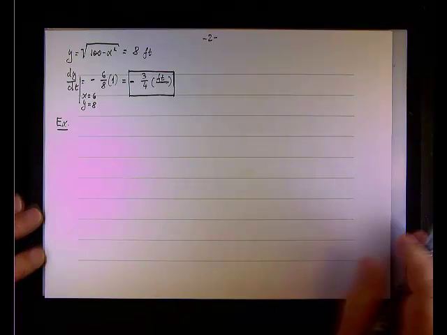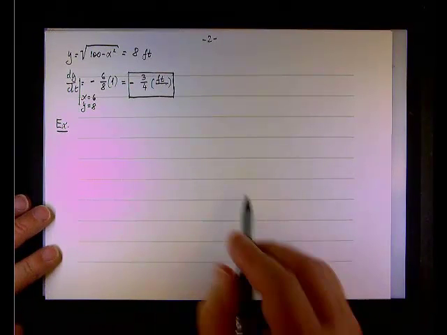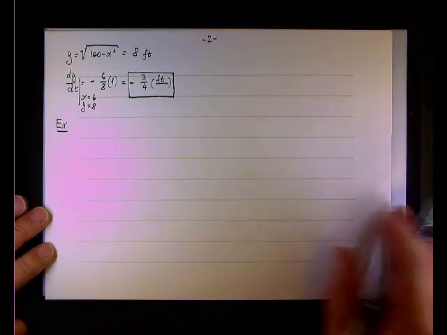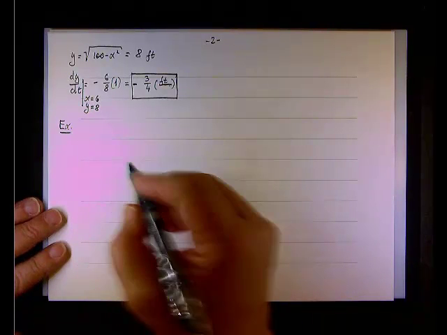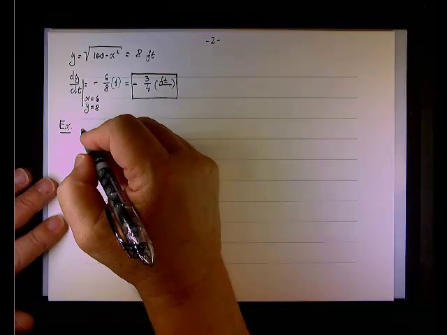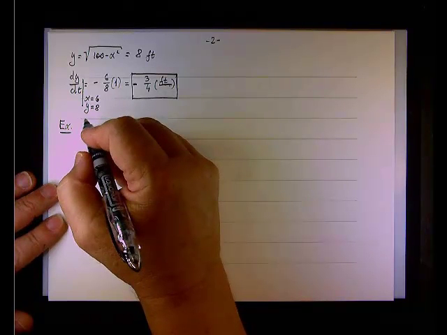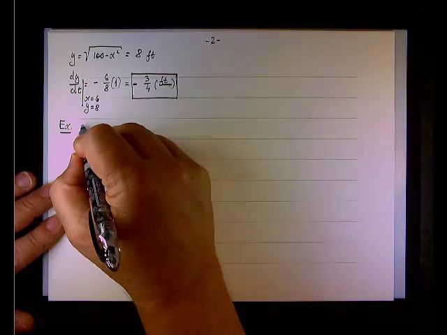As I said, this example is a little bit more challenging. Again, it's very wordy. It's a long story. So here goes. We have a water tank that has the shape of an inverted circular cone.